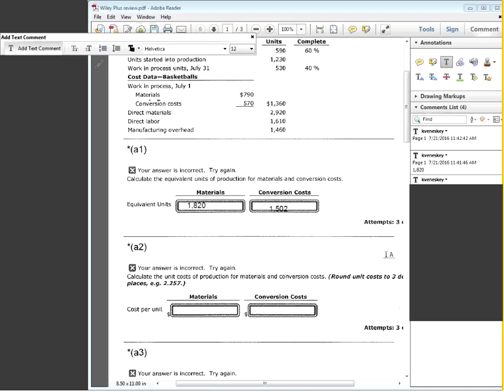How many units do I need to divide that by? And that's where I have this 1820. So our answer here, and it tells us to bring it out to the third decimal, is 2.038.